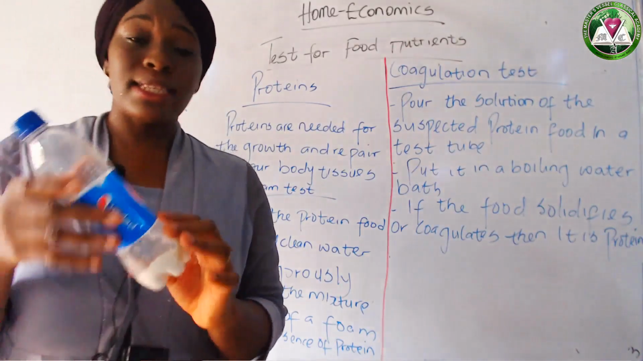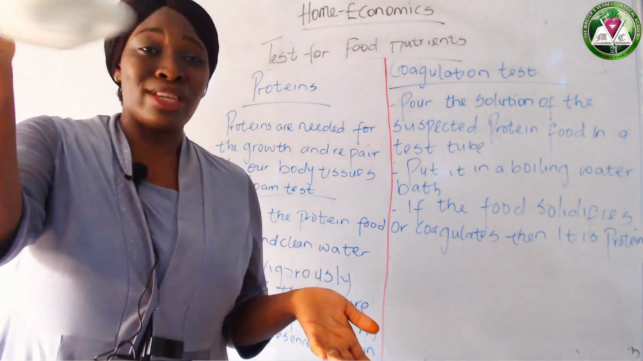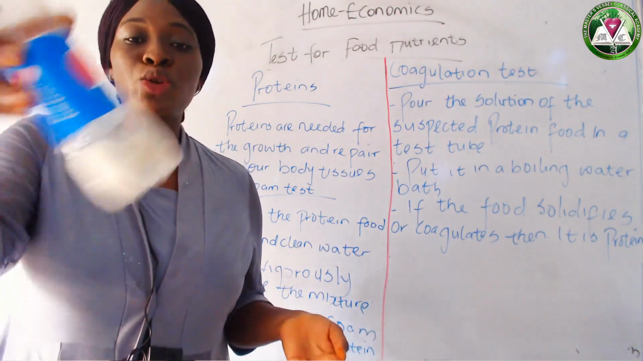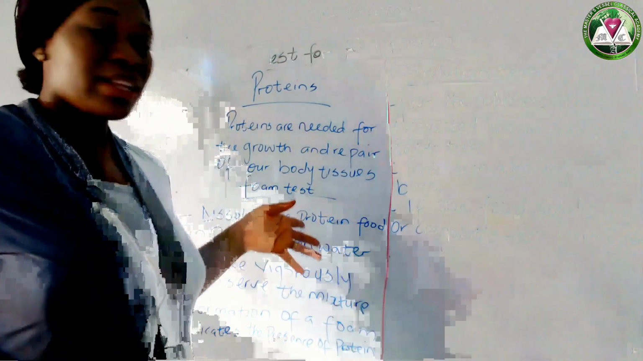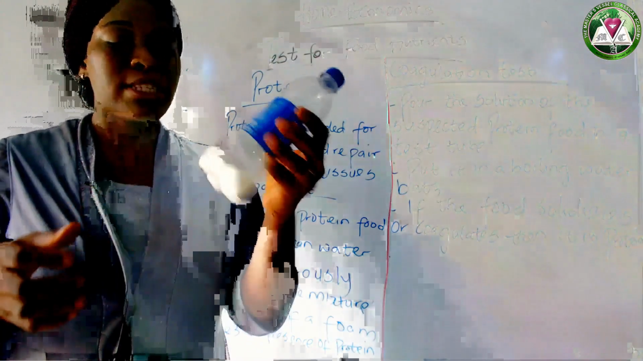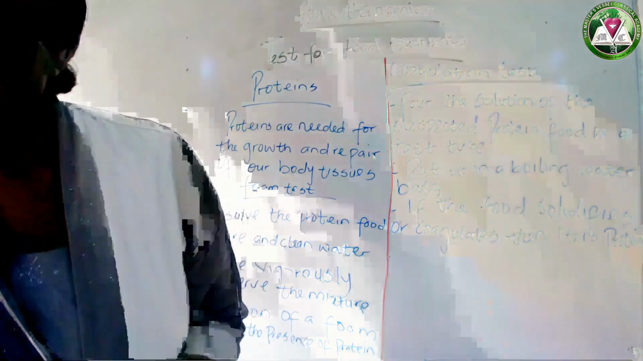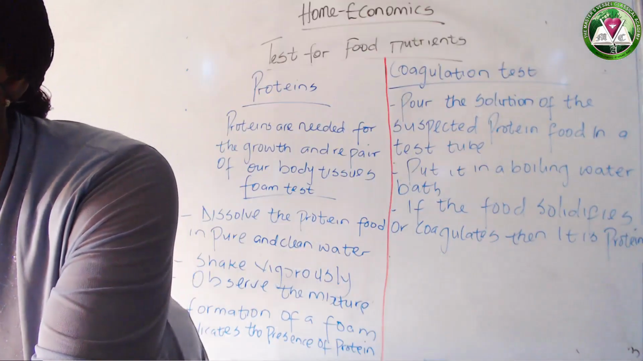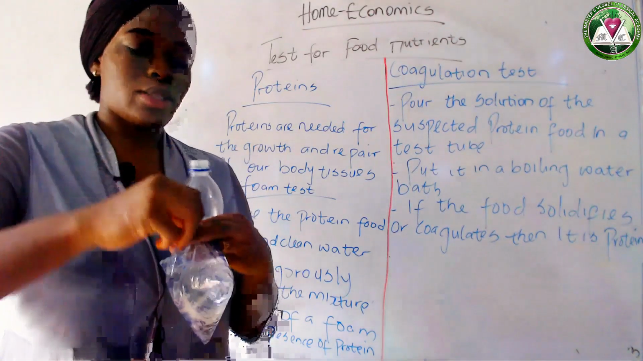Let's carry out this test now. This is milk. Okay? We're just assuming that this milk contains protein. I'm not sure. And you yourself, you're not even sure. Are we together? So you just want to find out whether this milk actually contains protein. So we're going to carry out this foam test. Alright? So this is my milk. And inside this milk, I'm going to be adding clean water.